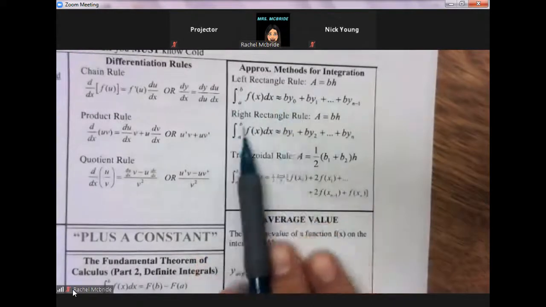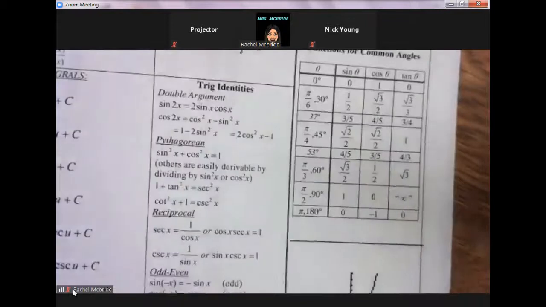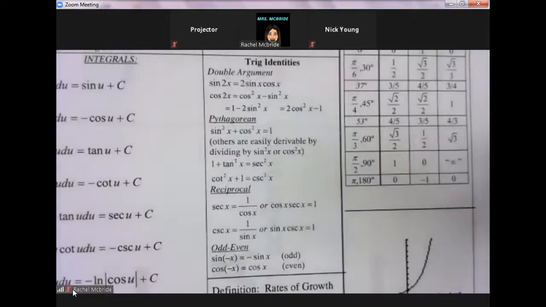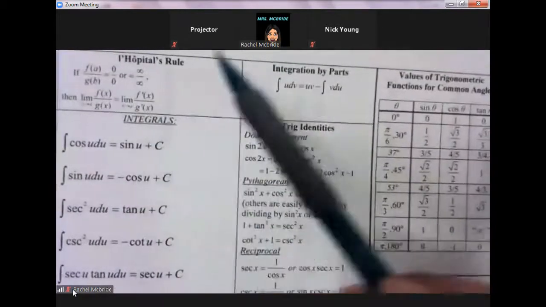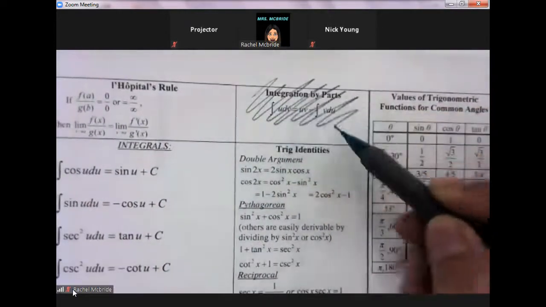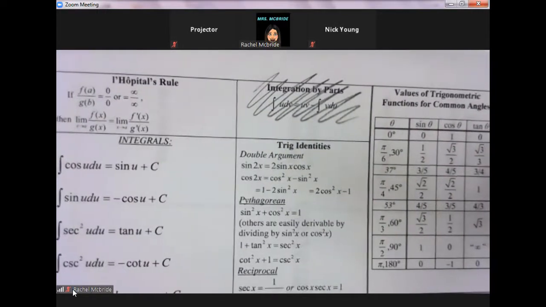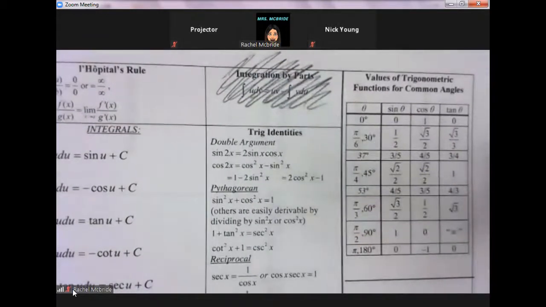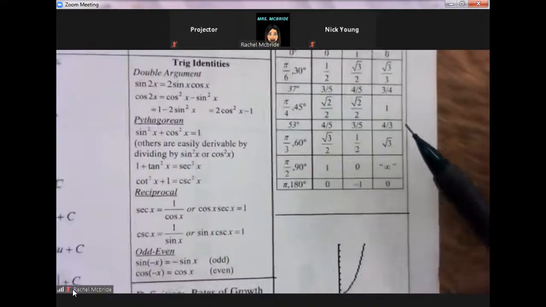So then we have left, right, and trap. And then on the back page, this is almost more helpful in terms of things we used to do. So you have L'Hopital's. You do not have to worry about integration by parts. That was a BC topic now. So you can actually eliminate integration by parts. This is just helpful for having all your trig stuff.